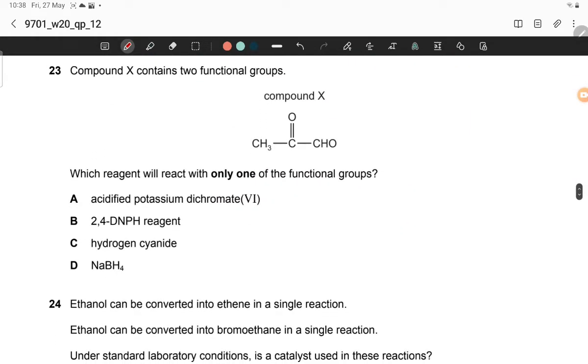Question number 23. Compound X contains two functional groups. Which reagent will react with only one of the functional groups? Acidified potassium dichromate reacts with only, this is aldehyde, so acidified potassium dichromate only reacts with CHO. 2,4-DNPH, 2,4-dinitrophenylhydrazine reacts with aldehyde as well as this ketone.